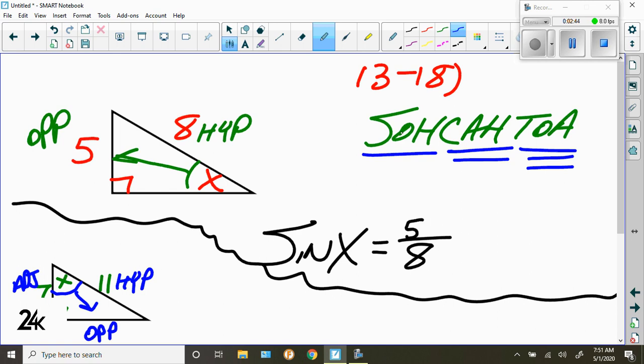Then you walk up here and you say, which one uses A and H? Hey, look at that. Cosine does. So then you would say cosine x equals AH. That just means A over H. So that would be 7/11. And for numbers 13 through 18, that's where you stop. You don't solve it. Okay? Next.